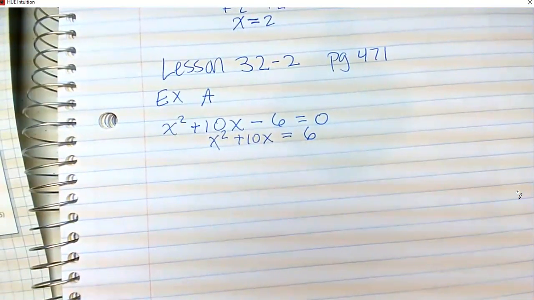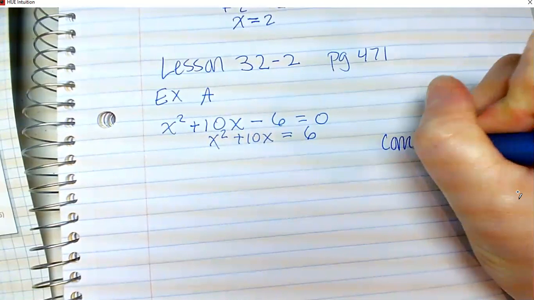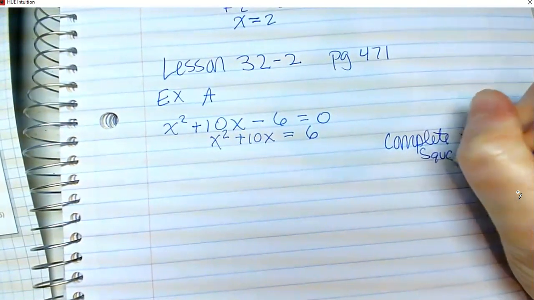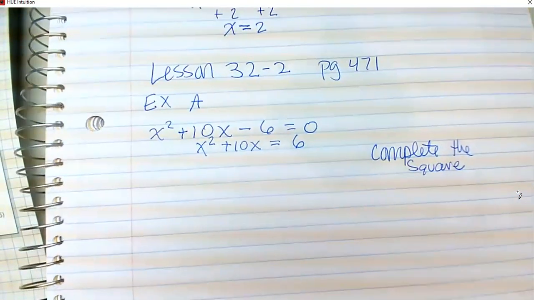Because I add 6 to both sides, okay? So we added 6 to both sides. That was step number 1, okay? Step number 2 is the actual step where we're going to do what's called complete the square. Okay, so we are going to complete the square.